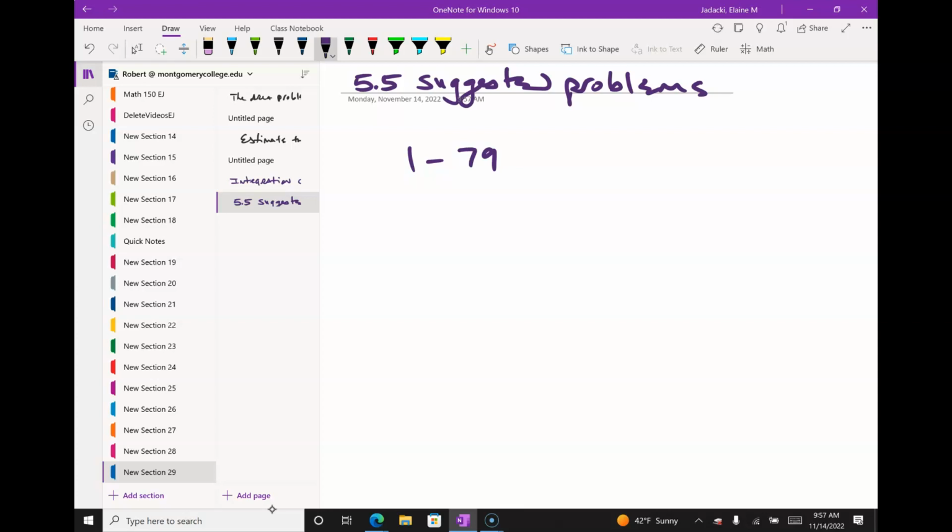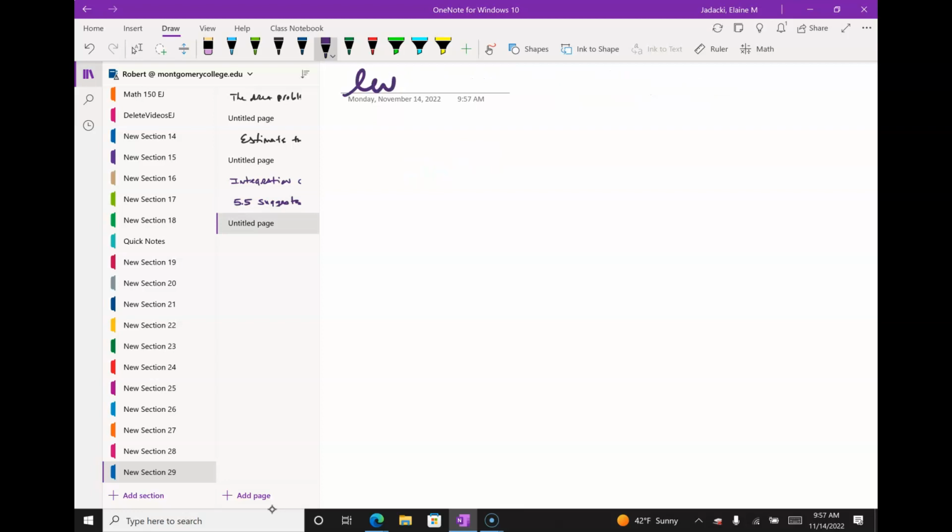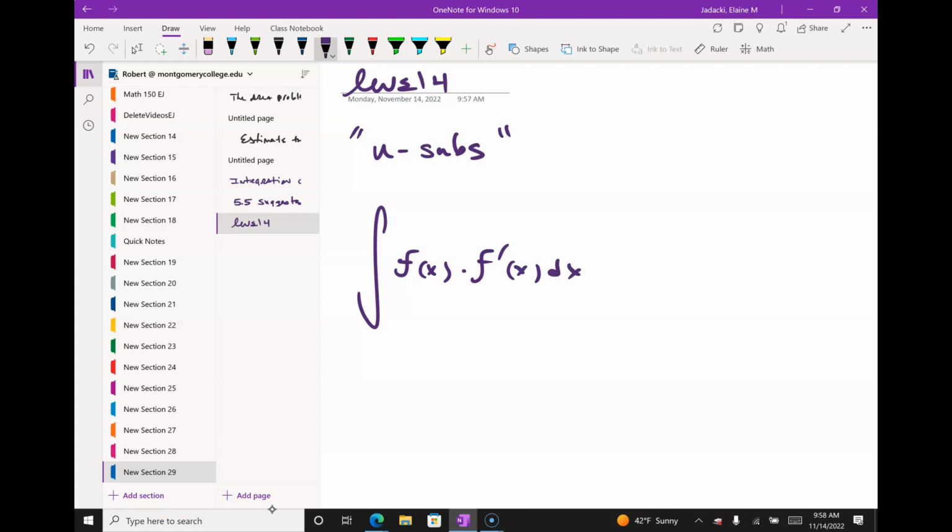So here we go, level 4. This is our first of 4 or 5 processes called U-subs. So the very first U-sub is you're going to see f and f prime and you're going to change it into f of u du, which is funny to me. Sounds like I'm cursing a little bit. f of u.